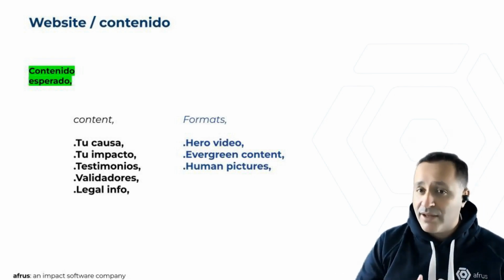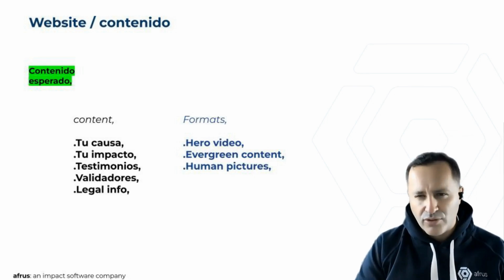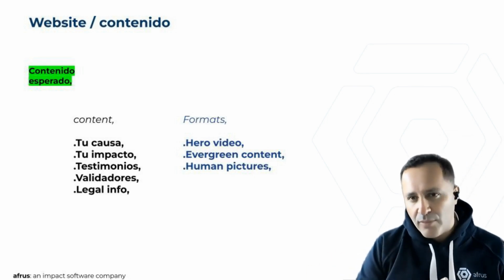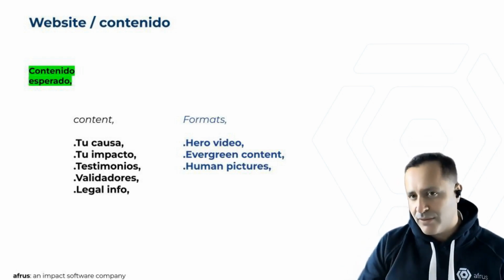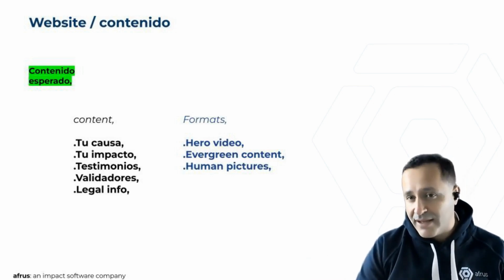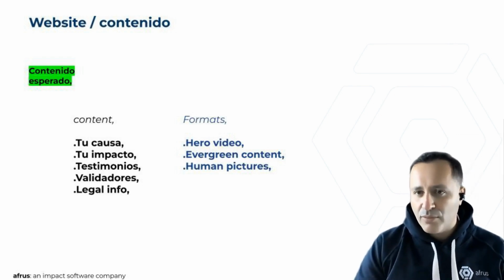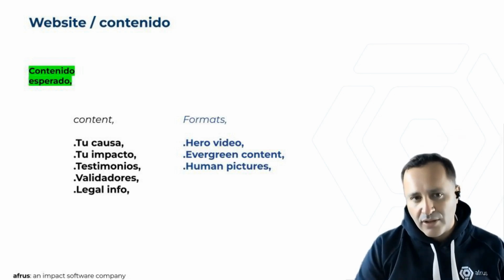There are some formats in which we show the content that we always suggest should exist. Every organization should ideally have a hero video or a main video where you explain what your organization does on an institutional level. Short videos are impactful. Show who you help to make it real. Evergreen content is timeless. See Charity Water for an advanced example. It's content that never expires regarding your cause.